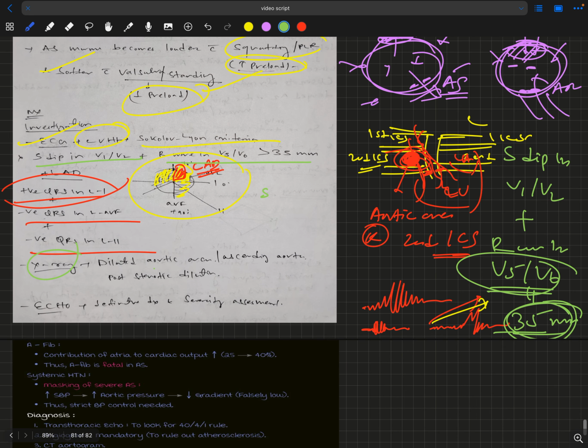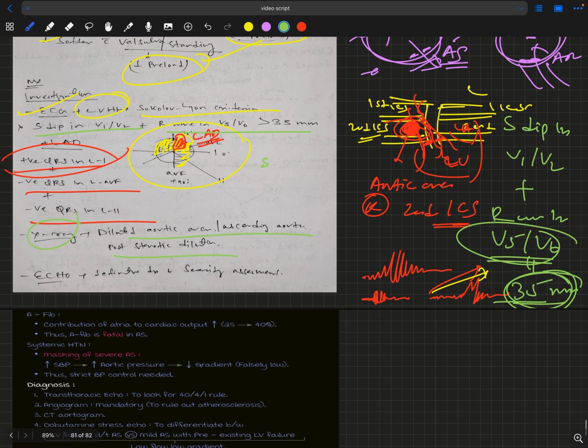In X-ray, dilated aortic arch or ascending aorta, or post-stenotic dilatation. And in echo, the definitive diagnosis and the severity assessment can be done via echo.